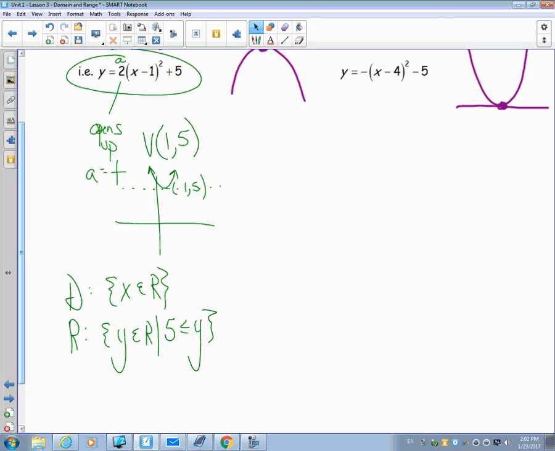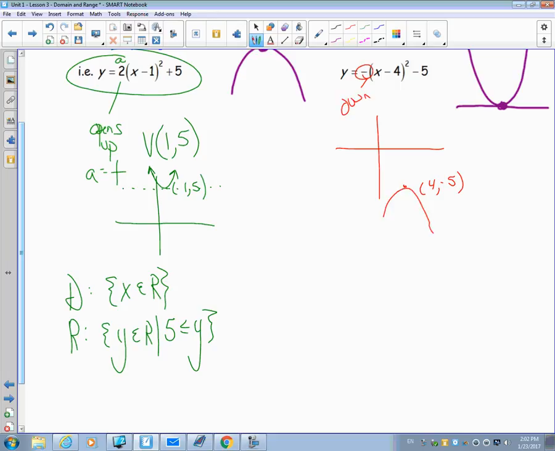I just got to figure out my direction of opening and my vertex. So my vertex is 4 and negative 5. And which way does this open? Oh, I see negative out front. That's down. So it's going to look like this. What's our domain? Oh, put those arrows on there, remind me. It goes left and right forever and ever.